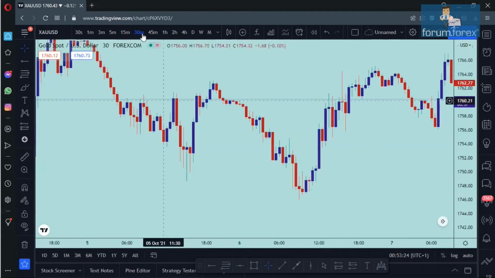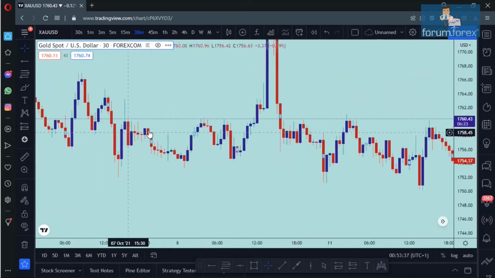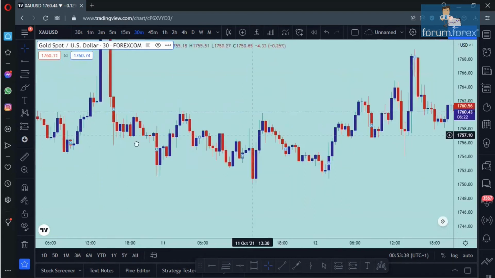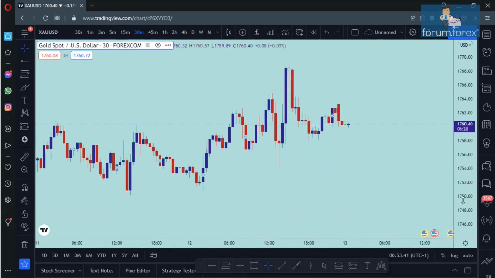So I'm currently looking at the 30 minutes time frame. Now this simply means that every candle on this chart currently takes 30 minutes to form. Okay, every candle here takes 30 minutes to form. From the open to the closing price, it takes 30 minutes.